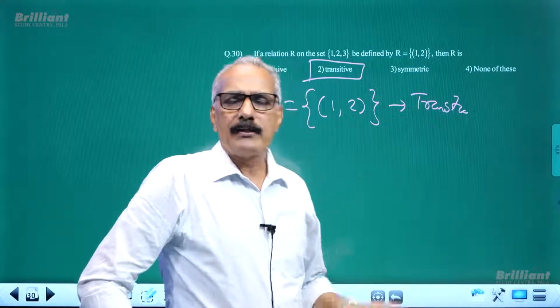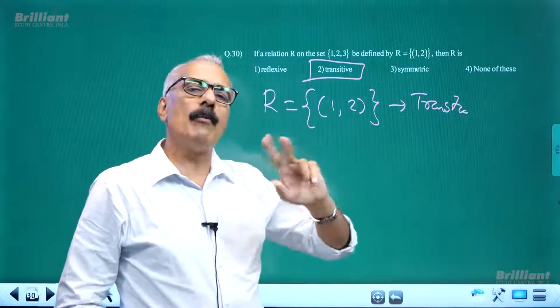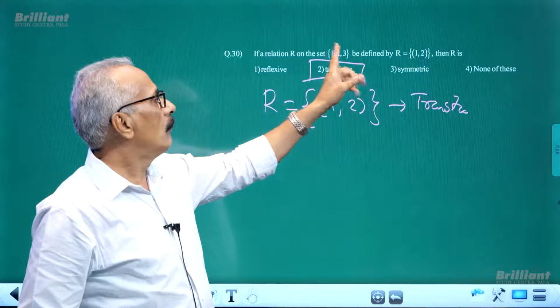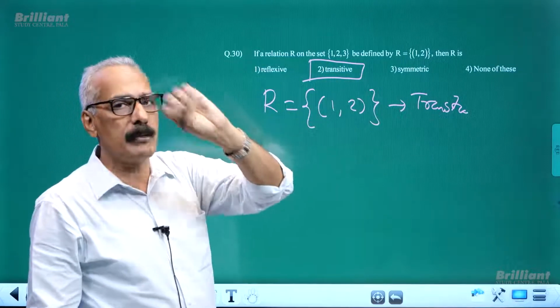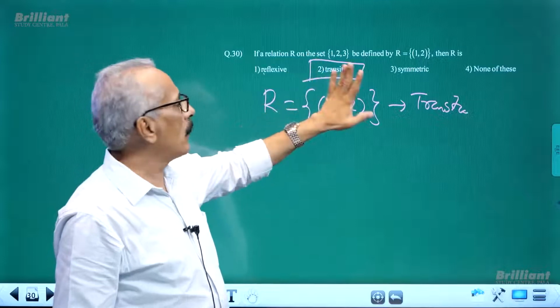Singleton. Is it symmetric? Alla. Because of 1, 2. 1, 2 is present, but 2, 1 is not present. That's why it is not symmetric. Reflexive? Alla. 1, 1, 2, 2, 3, 3. Minimum 3 elements. But reflexive? Alla. Because 1, 1, 2, 2, 3, 3 are not there.